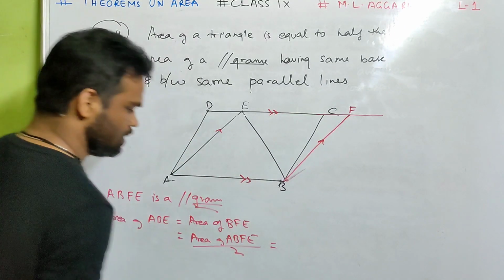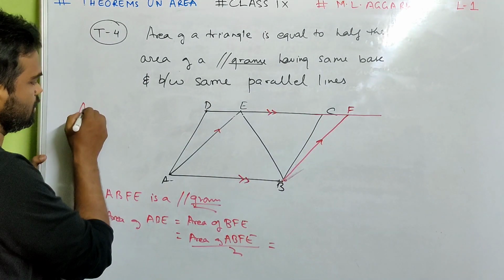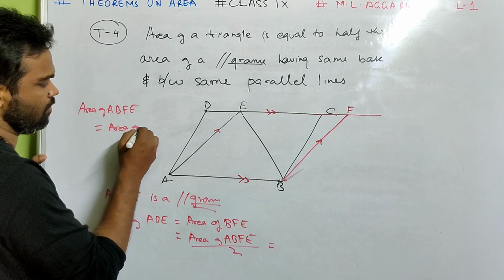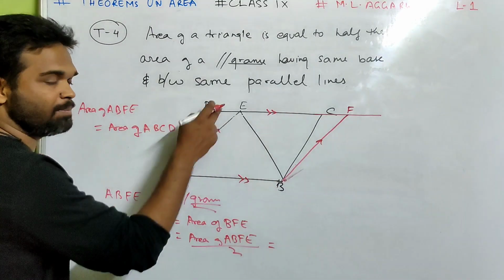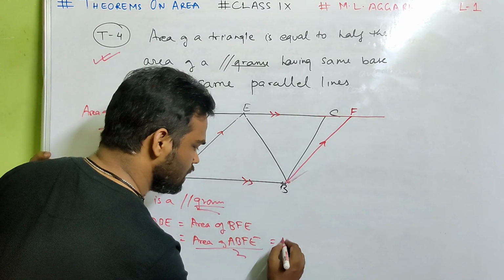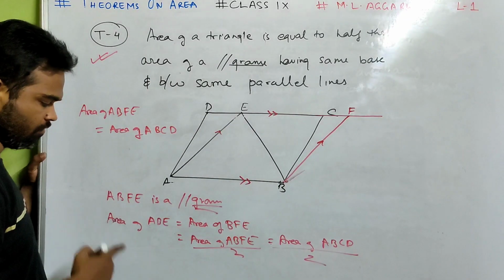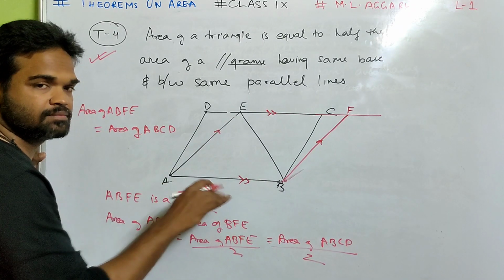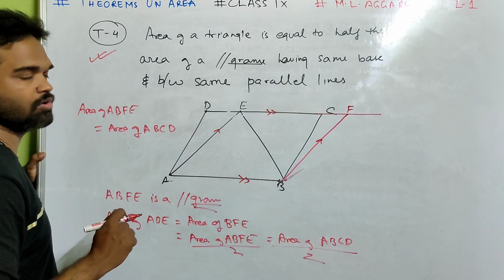Now look carefully. Area of ABFE and area of ABCD. Area of ABFE is equal to area of ABCD because they have the same base and they are between the same parallel lines. So instead of area of ABFE, can I write area of ABCD by 2? Which means area of the triangle is half the area of the parallelogram, having the same base and between the same parallels. Done. Now let us see certain results based on this theorem, okay?